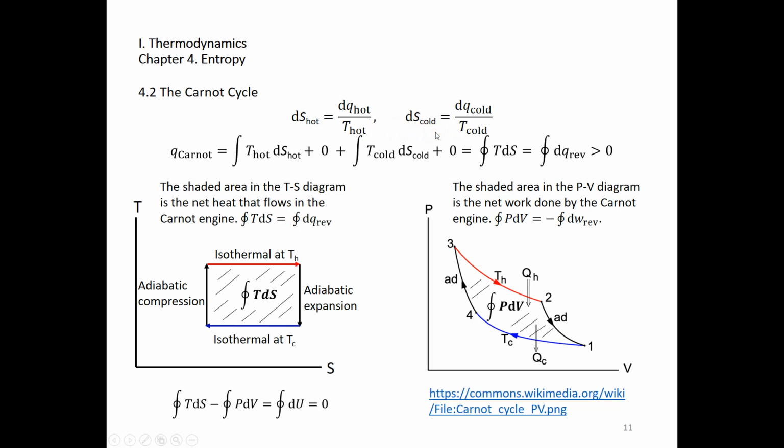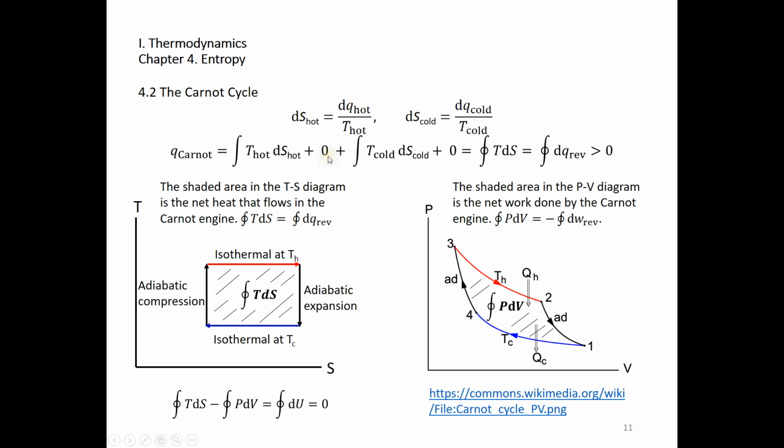Therefore, it's very likely the cyclic integral of Q is non-zero. Let's look at this. This Q Carnot is the cyclic integral of Q. There are 4 steps. We have 1, 2, 3, 4. Adiabatic expansion, Q is greater than 0. Oh, I'm sorry, isothermal expansion, Q is positive.